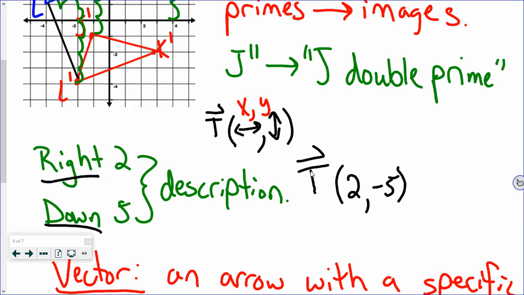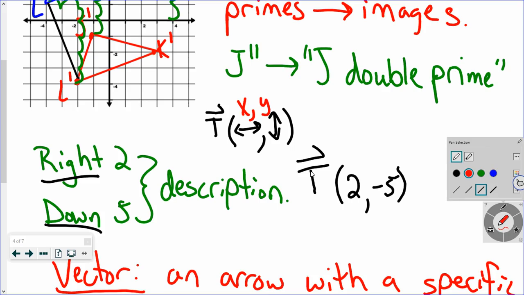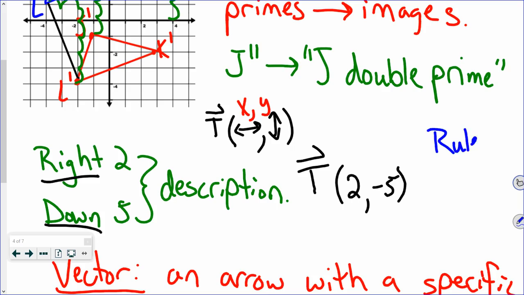We could also say the rule is written with X and Y. So our rule would be, since X comes first, right, it's positive, so it'd be x plus 2, comma, then y, it's the second letter, minus 5. So we have the rule in blue, the vector in black, and the description, which is in words, in green.